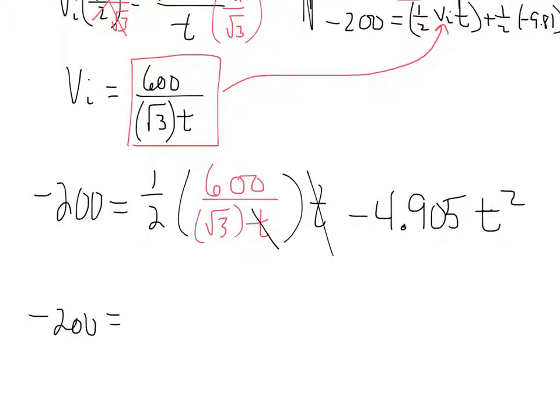Okay, this would become 300 over root 3. Okay, and then just solve for time. Once you solve for time, look what you can do. Watch where I'm pointing. Plug time back in up here. Okay, again, solve for time, get yourself a number, plug it back in here. It will give you VI.